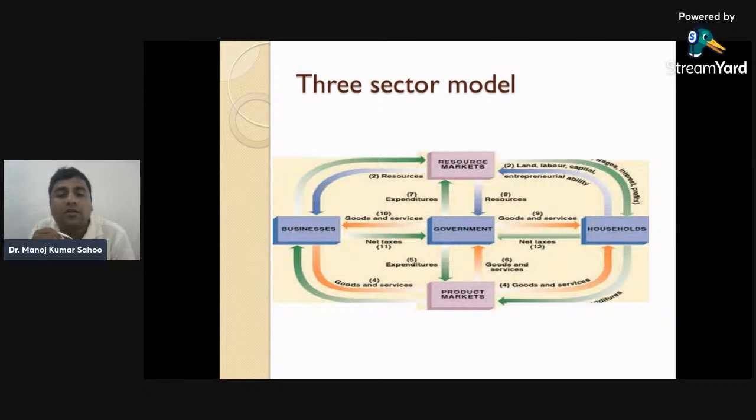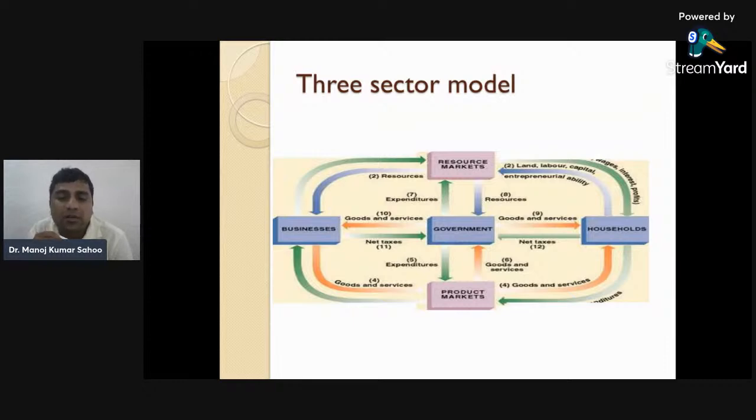So business, or the firm or the company, pays net taxes to government, and in return, government provides different types of goods and services to the business. That is mentioned in point number 10. So in this way, resource market and product market is also linked with the government. You see point number 7 and point number 8. The resource market provides different types of resources to the government, and in return, government does some expenditures for the development of the resource market.